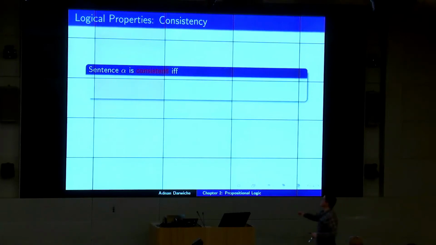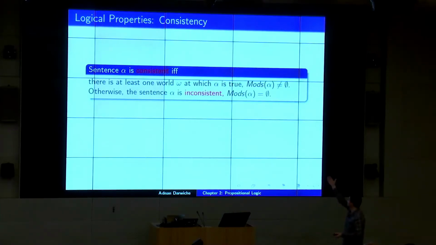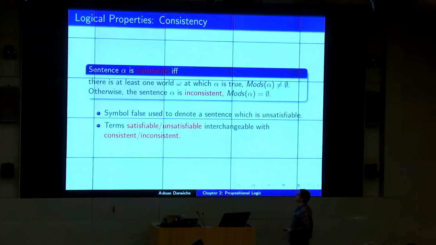Consistency, a sentence is consistent means coherent. Yes. If there exists a model, there must be one state of the world that makes it true, then we'll say it's consistent. If there is no world, no truth assignment that will make it true, it's inconsistent. And in our set notation, it would be just this. There's at least one world at which alpha is true, that is, the models of alpha is not empty. Otherwise, we say that it's inconsistent, and that is the models of alpha is empty.